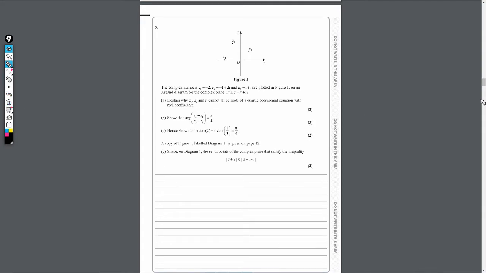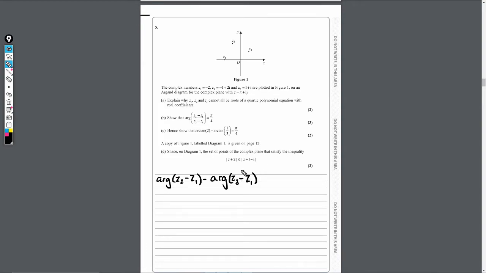Part C is just a little bit of a follow-up from that. It says, hence show that arctan of 2 minus arctan of a third is equal to pi over 4. So, remember, when you're dealing with arguments, you can split them up. Treating this separately now, this would be the same as the argument of z2 minus z1 minus the argument of z3 minus z1.